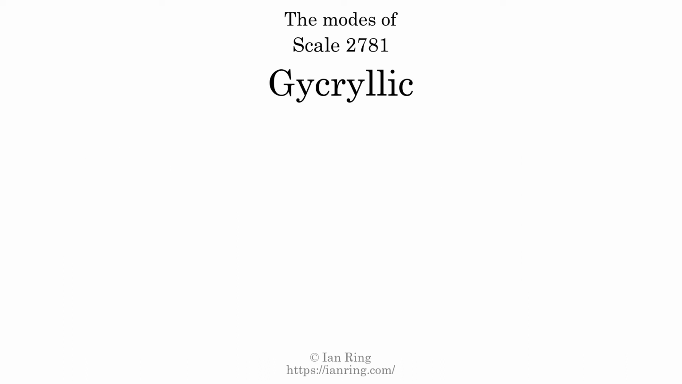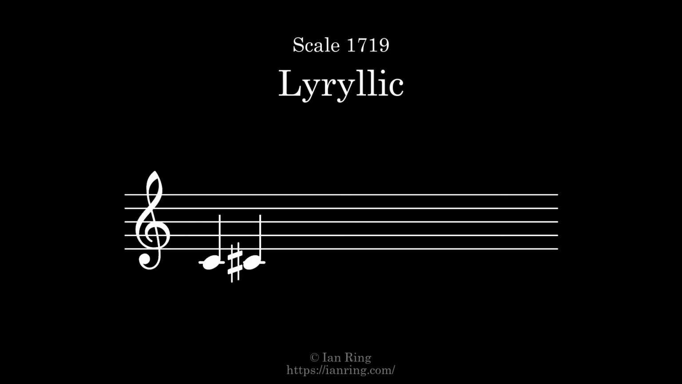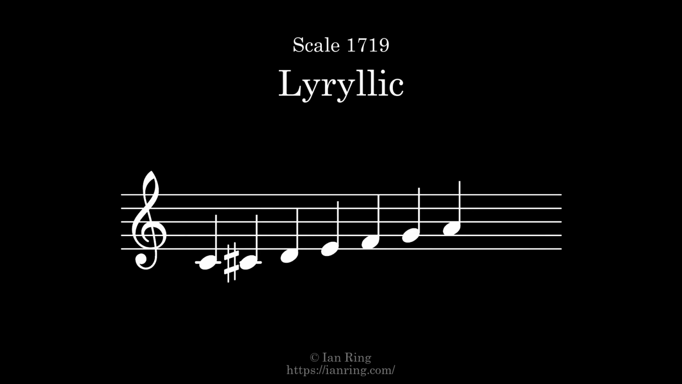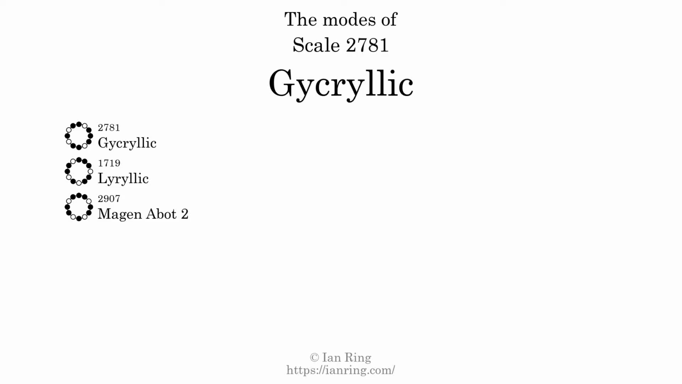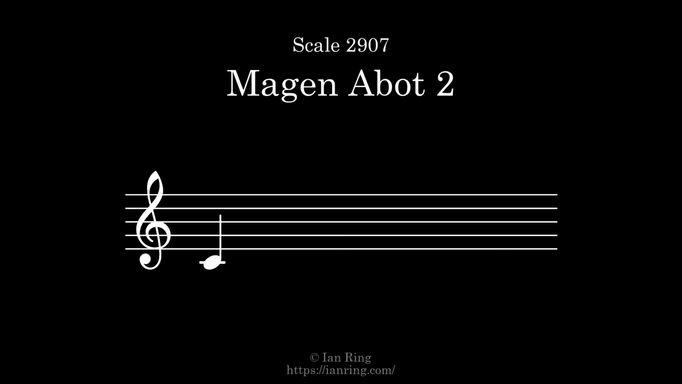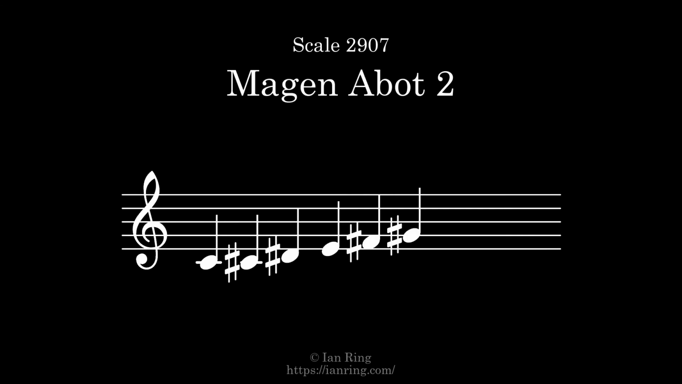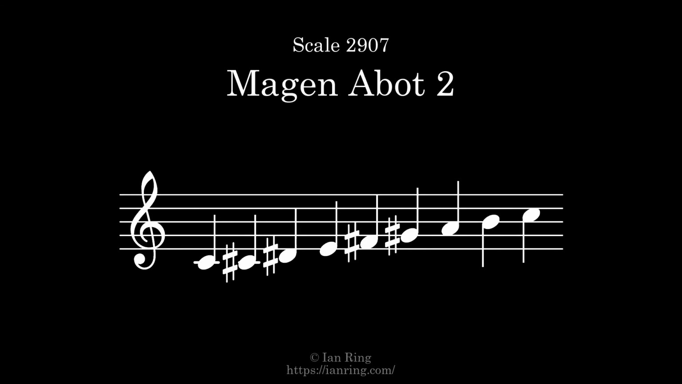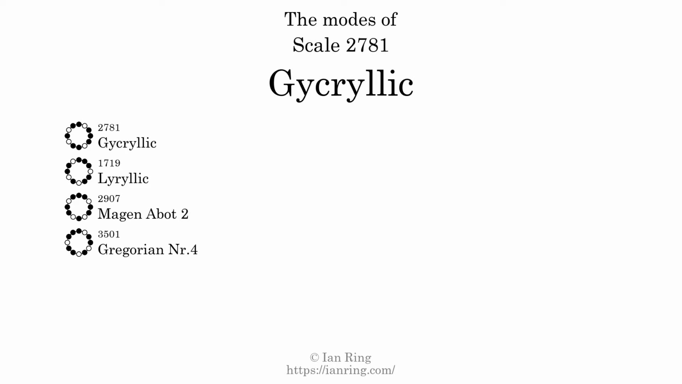This scale has 8 modes. The first mode is itself. The second mode is scale 1719, also known as Gycryllic. It sounds like this. The third mode is scale 2907, also known as Meganabot 2. It sounds like this. The fourth mode is scale 3501, also known as Gregorian number 4. It sounds like this.